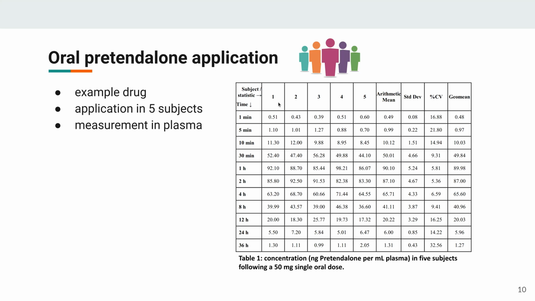In this case, this is for the 5 subjects, the plasma concentrations after the 50 milligram oral dose. Normally you get a certain sampling interval at certain time points, often non-equidistant. You take some plasma samples, and then you determine the concentration of your drug, here the concentration of pretenderlone, using mass spec or different methods for quantification. Then you put this data into a table, and have these measurements for every subject. You can then calculate things like the means, standard deviations, coefficients of variation, and in pharmacokinetic fields they also often use the geometric mean.